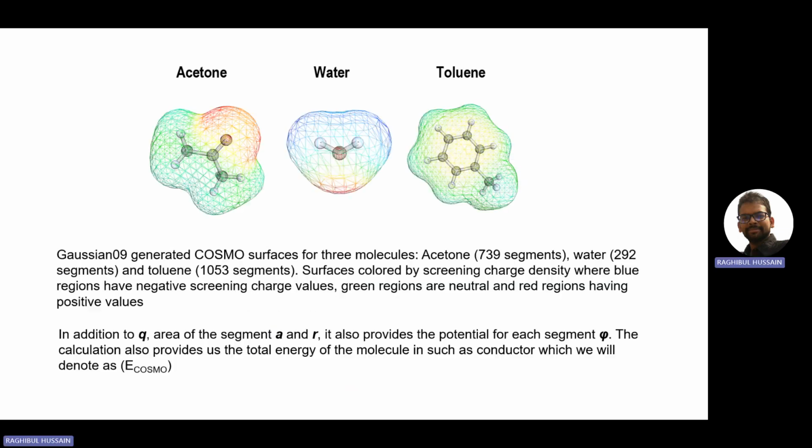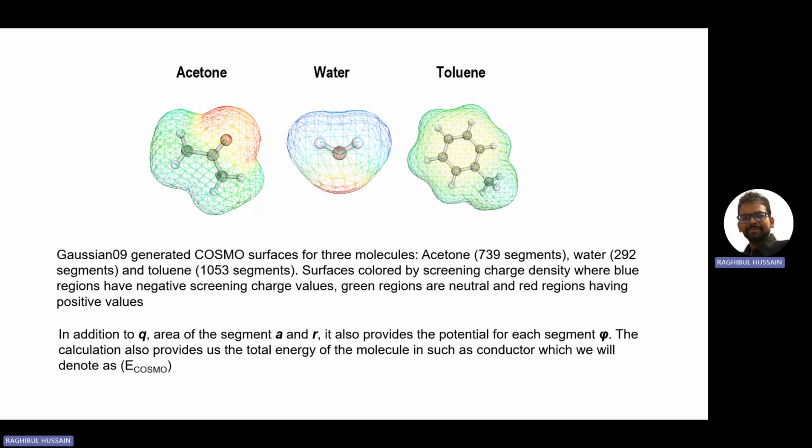So I'll just show you what the file looks like. When you do this, you will have acetone, water, and toluene, for example, here. See the red ones. For acetone, Gaussian will have 739 segments. Water will have 292 segments, and toluene has 1053 segments.